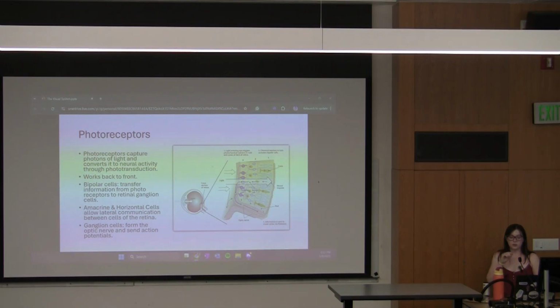It works back to front, first through the rods and cones to the bipolar cells and then the ganglion cells. Bipolar cells transfer information from photoreceptors into the retinal ganglion cells. There's also amacrine and horizontal cells, which allow lateral communication between the cells of the retina. Ganglion cells form the optic nerve and send action potentials.